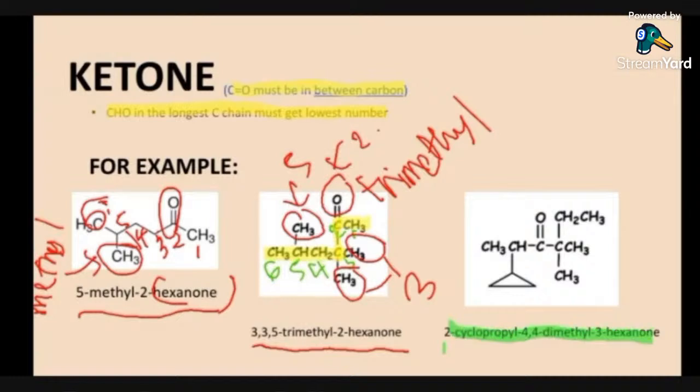2-cyclopropyl-4,4-dimethyl hexanone. And we need to find the longest chain because C double bond O here needs to get the lowest number. We start from here: 1, 2, 3, 4, 5, 6, and it becomes carbon number 3. This 1, 2, 3, 4, 5, 6, and it is hexanone.